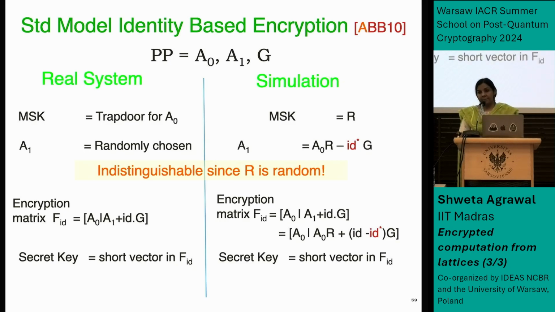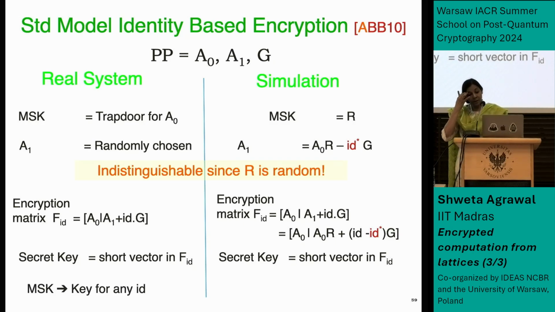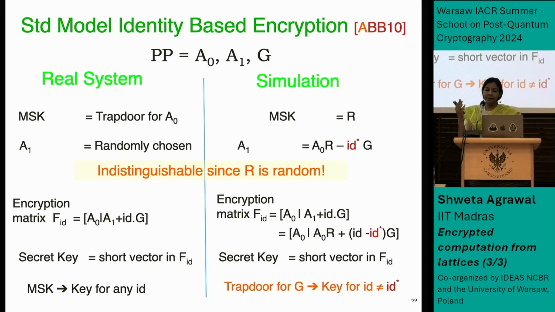And the secret key is the same. So the main difference is that in the left world, we used a trapdoor for A0 to sample the short vector. In the right world, we used G, the trapdoor for G, and the knowledge of R to sample the short vector. Is it clear? In the real world, the master secret allows me to generate a key for any identity, whereas in the simulation, I can only generate keys for ID not equal to ID star.